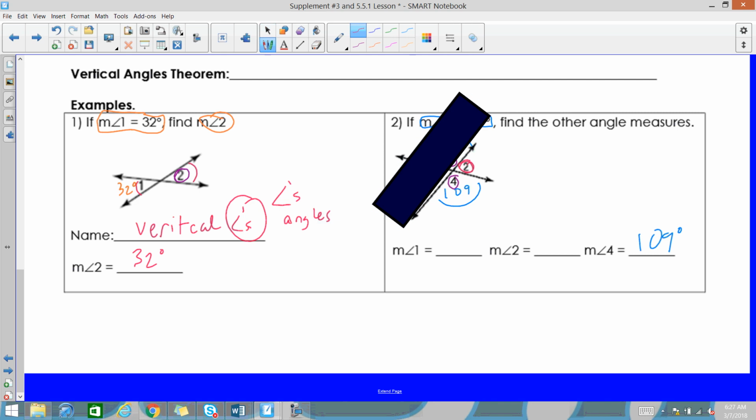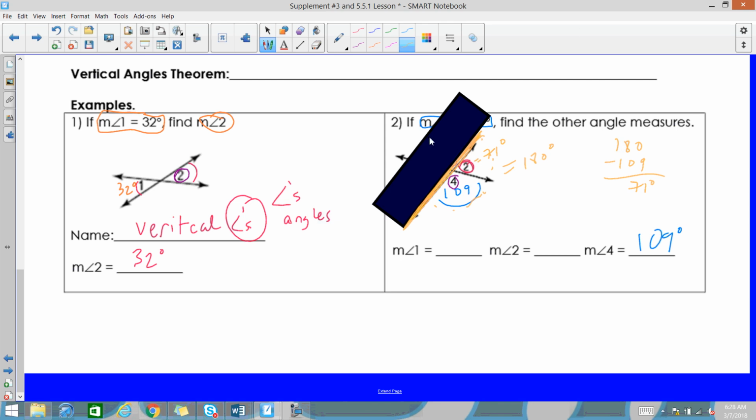If I block out angles 1 and 3, I see this line, and I see these two angles that form that line. These two angles that form that line are what we call a linear pair. This equals 180 degrees. So 109 plus angle 2 should equal 180 degrees. To find angle 2, we go 180 minus 109, and we get 71 degrees. Angle 2 must equal 71 degrees because that and 109 have to add up to your linear pair.